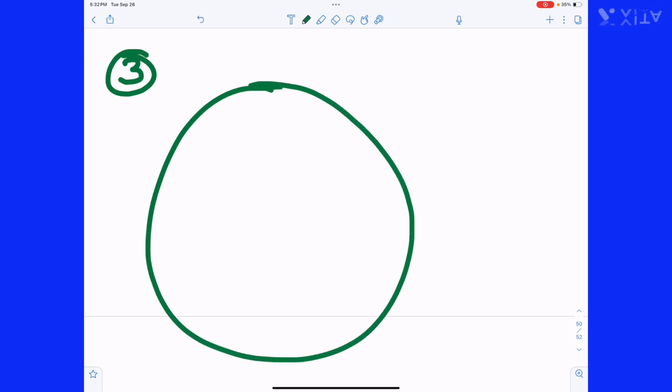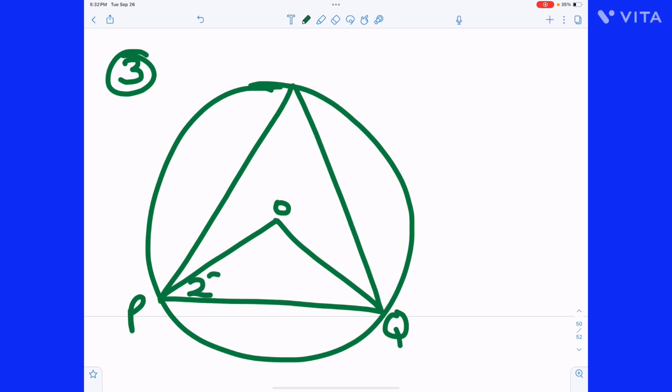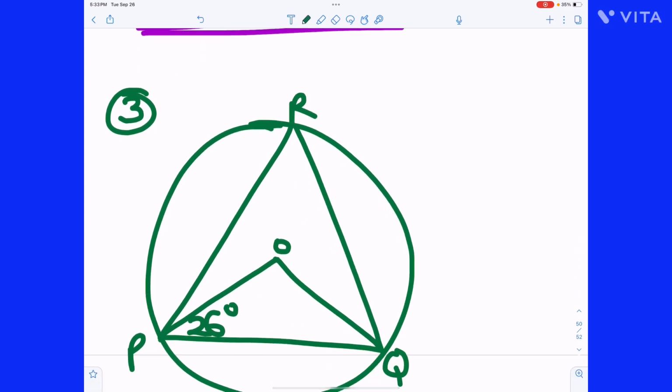Okay, now look at this very well. This is PRQ, this is the center of the circle, and this is POQ. This is set to be 26. So we are looking for the value of PRQ, this angle. Now, this is a simple question.